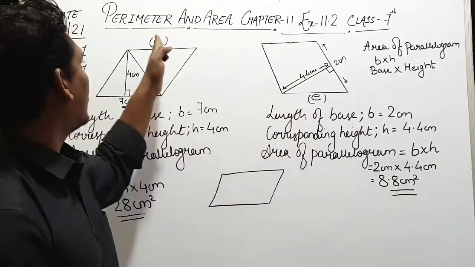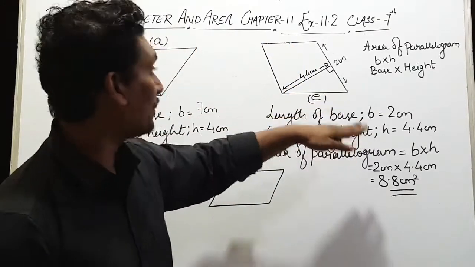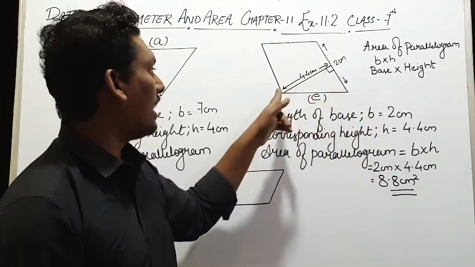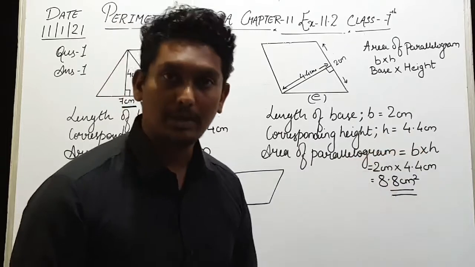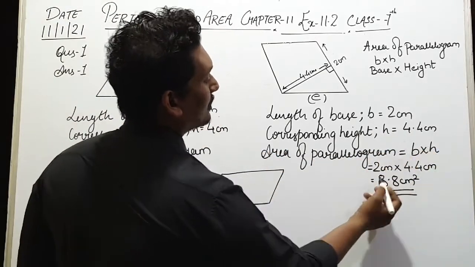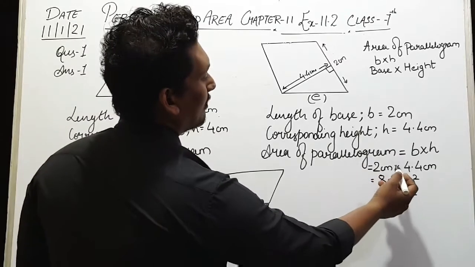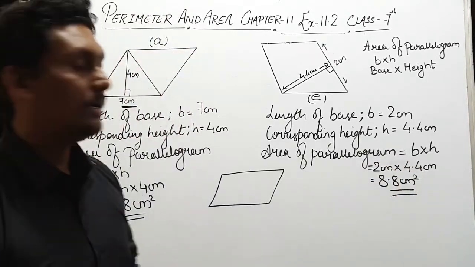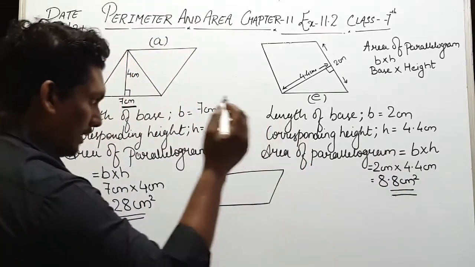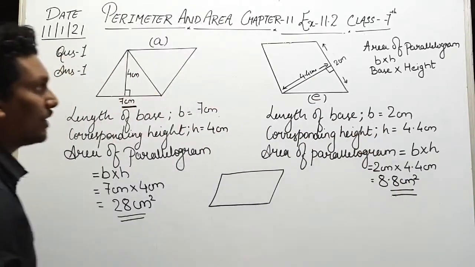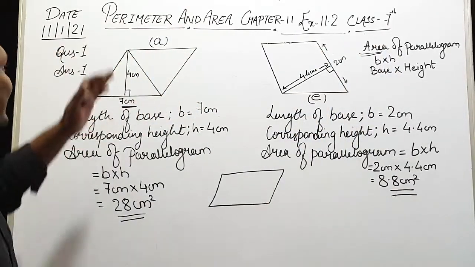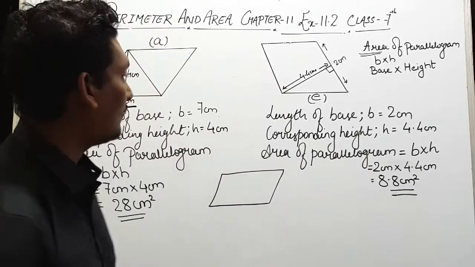Same way, this is the A1 and this is the E1. Okay, so here the base is 2 centimeter and corresponding height is 4.4 centimeter, right? Nothing you have to do, just area of parallelogram, base into height, just multiply it, 2 centimeter multiplied by 4.4 centimeter, and answer is 8.8 centimeter square. Square unit is very important when we are doing area, okay. So first A I have done and E I have done.